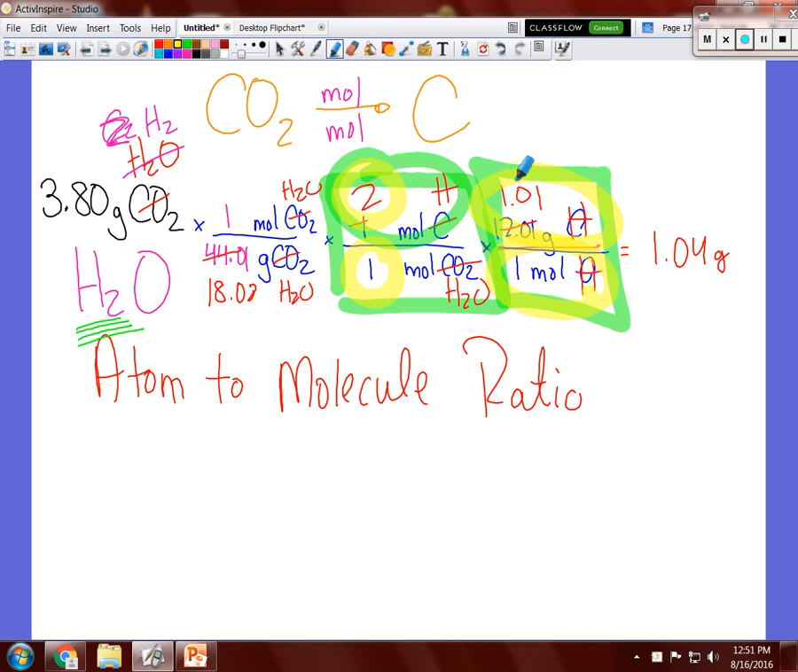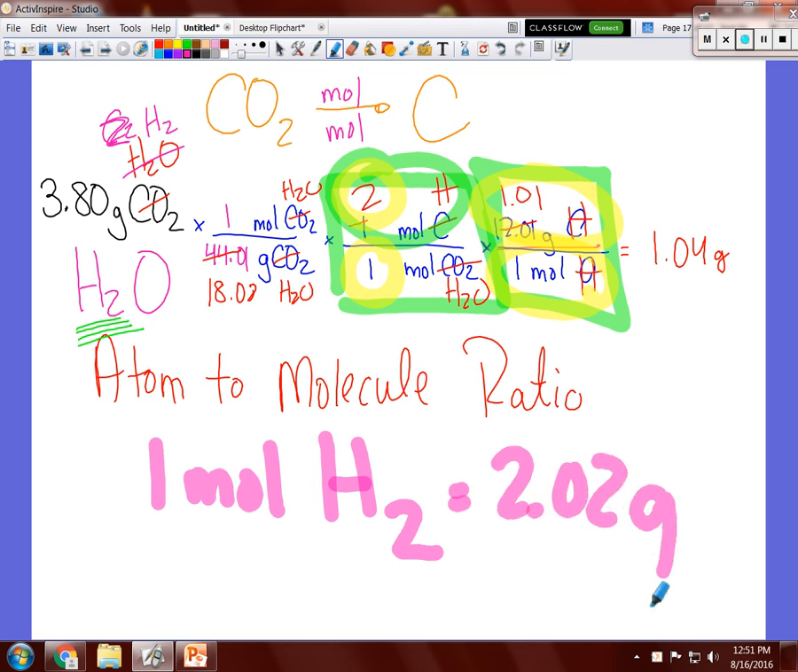Or you could say this, that 1 mole of H2 is 2.02 grams. But we're not trying to find H2. We're trying to find H. Remember that diatomic means only when it's by itself. There's nothing else attached to it. Water has oxygen attached to it. So just because it has that H2 doesn't mean it's diatomic. That's just how the charges balance out. Okay?